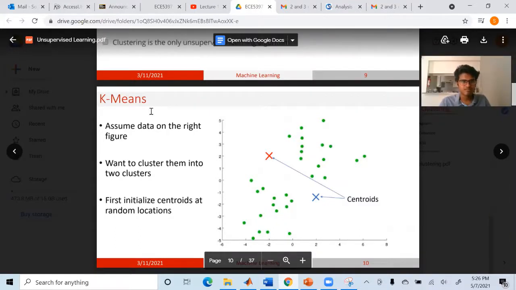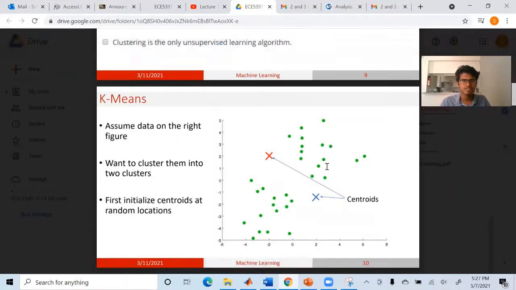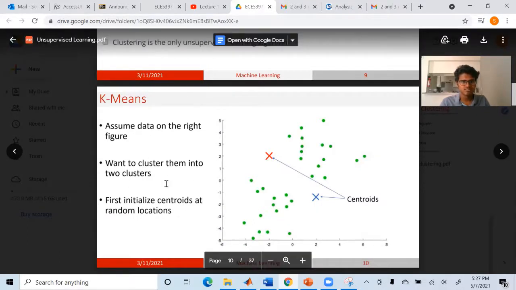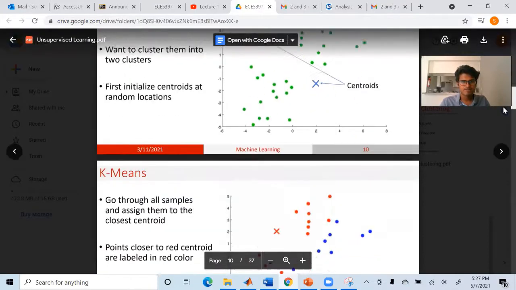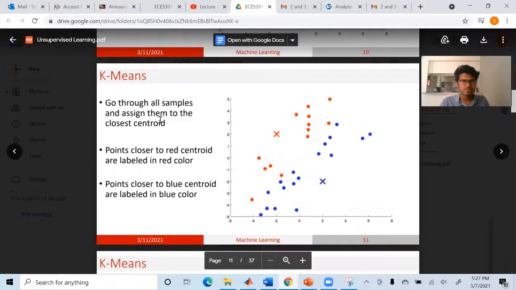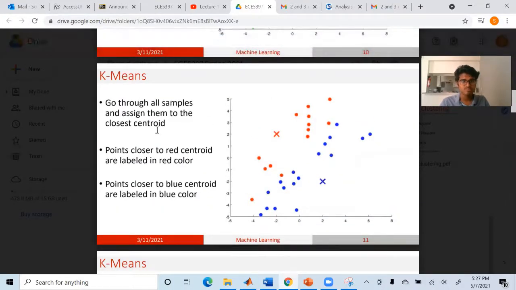Consider k-means clustering. Consider this graph to our right, which contains two different sets. We confine our k to 2 here, and we want to cluster them into two clusters. For that, first we'll have to initialize two centroids at any random locations of our own wish. We'll mark those centroids in red and blue in these two places, and then we'll have to go through all the samples and assign them to the closest centroid.